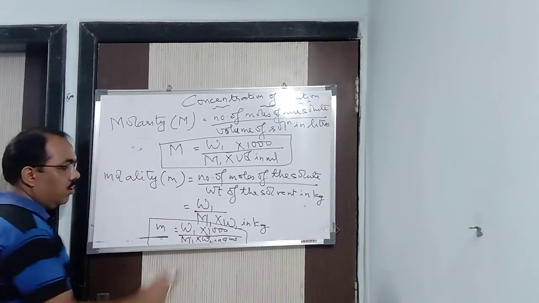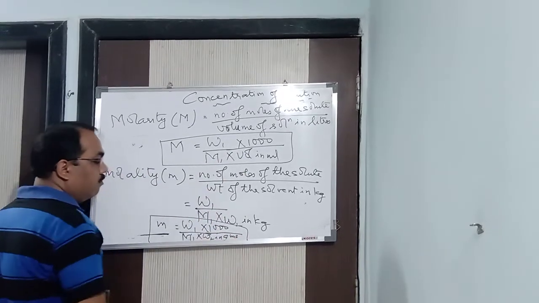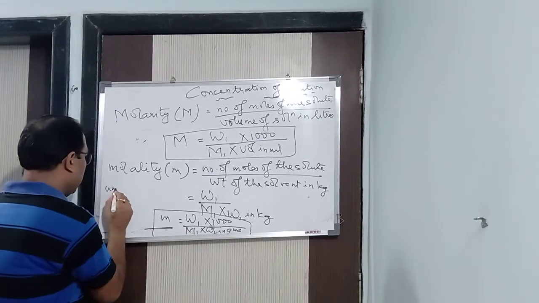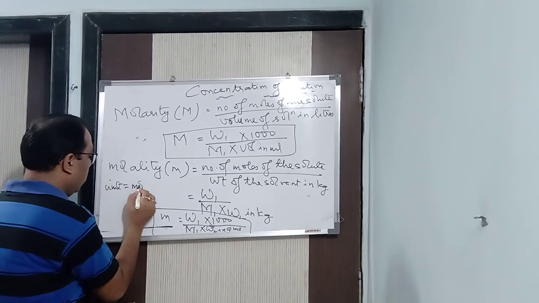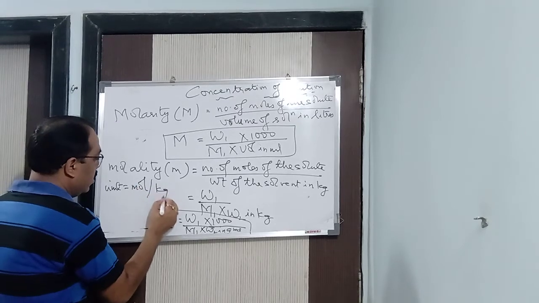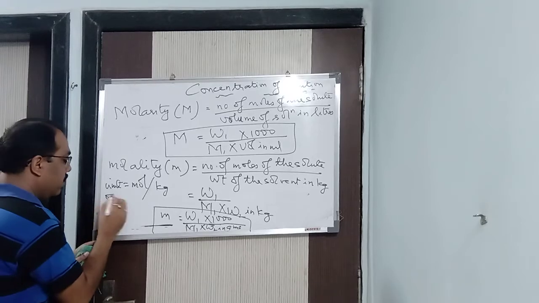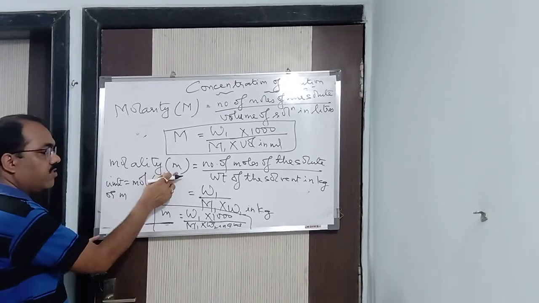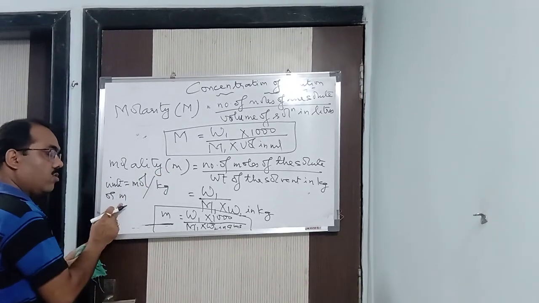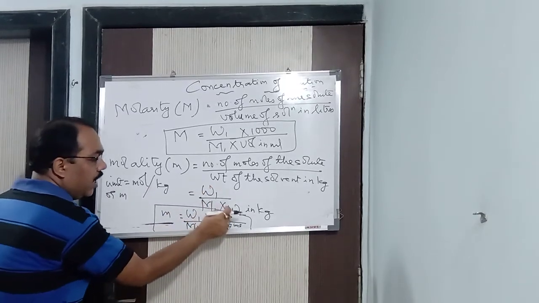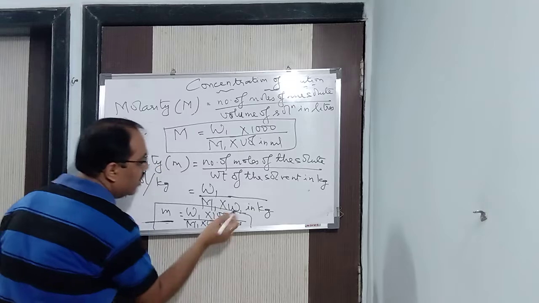So this is your molarity and this is your molality. What is the unit of molality? The unit is mole per kg. Or it is small m as that of the symbol. Symbol is also small m, unit is also small m, or you can write mole per kg. It is very easy to remember the unit: mole, and W2 is in kg, so mole per kg.